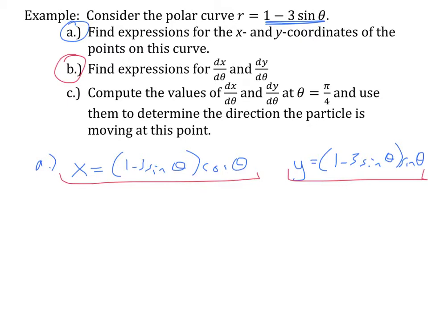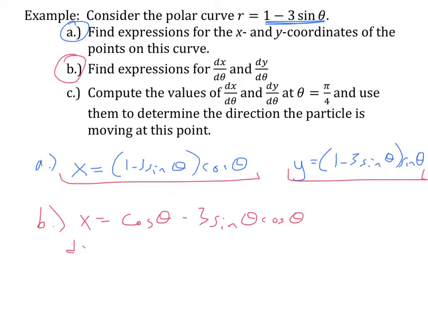And you have a choice here. You can either multiply this out and then take the derivative, or you can simply take the derivative and sort of use the product rule as we're going along. I can't even make up my mind. I think I will distribute through first. So that means I'm going to rewrite this as x equals cosine theta minus 3 sine theta cosine theta.